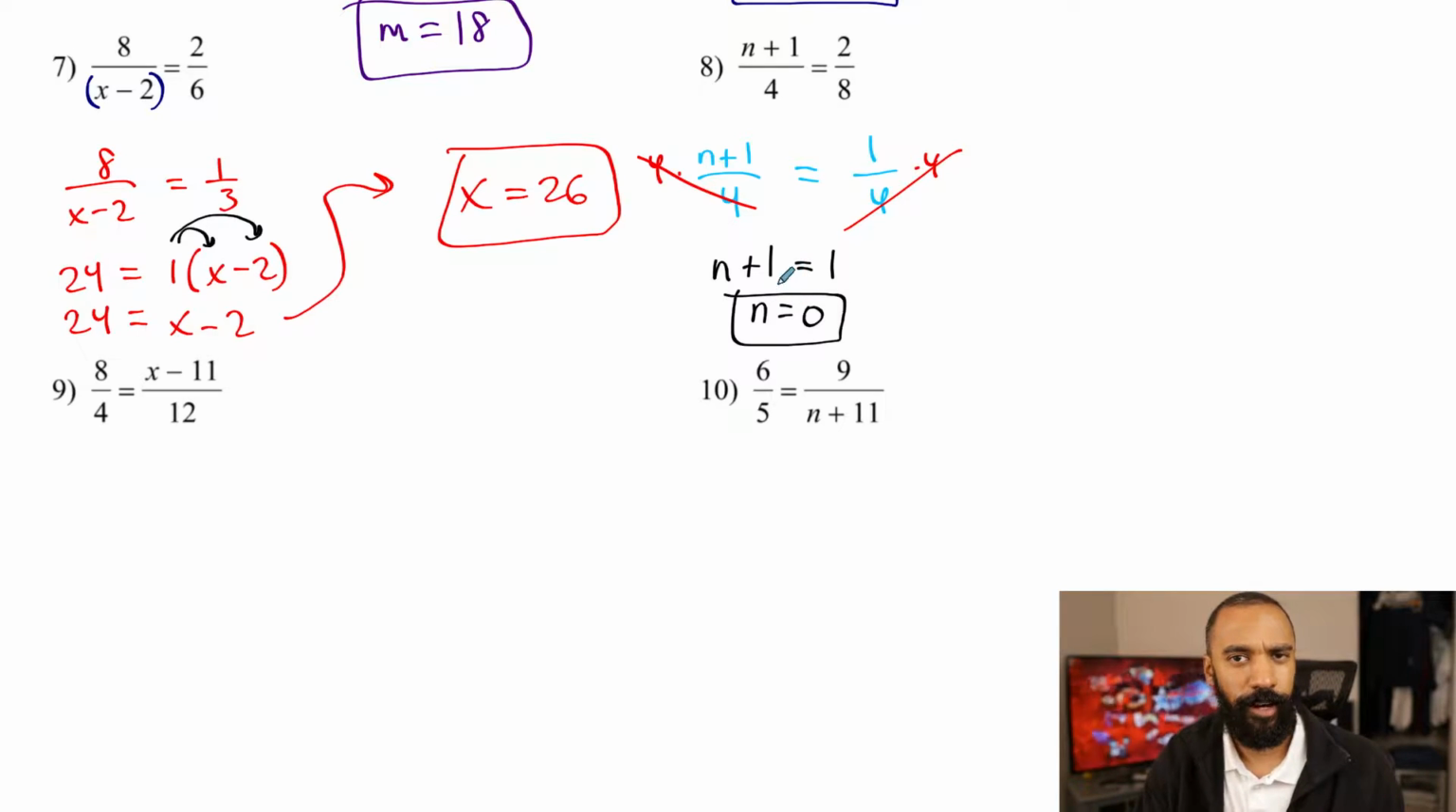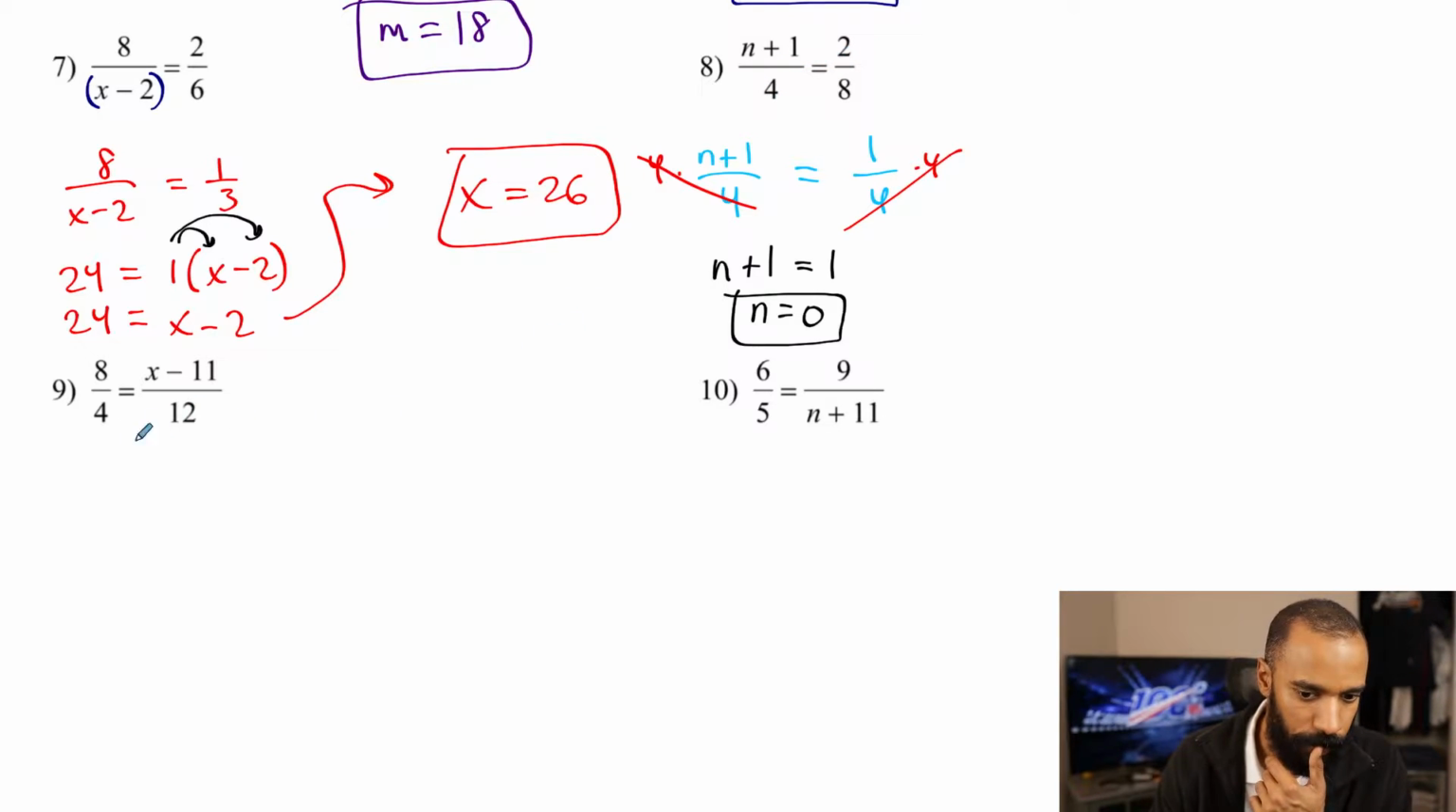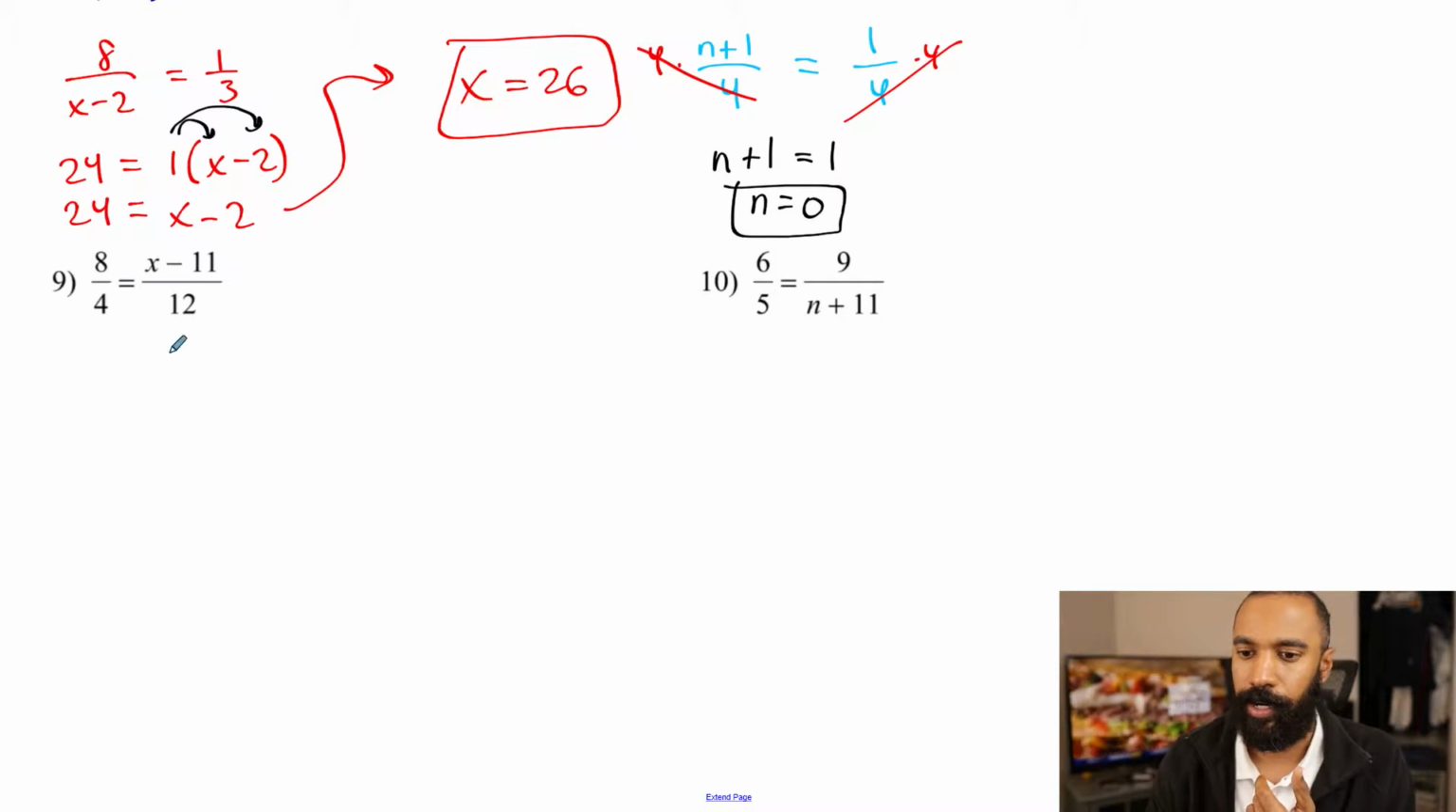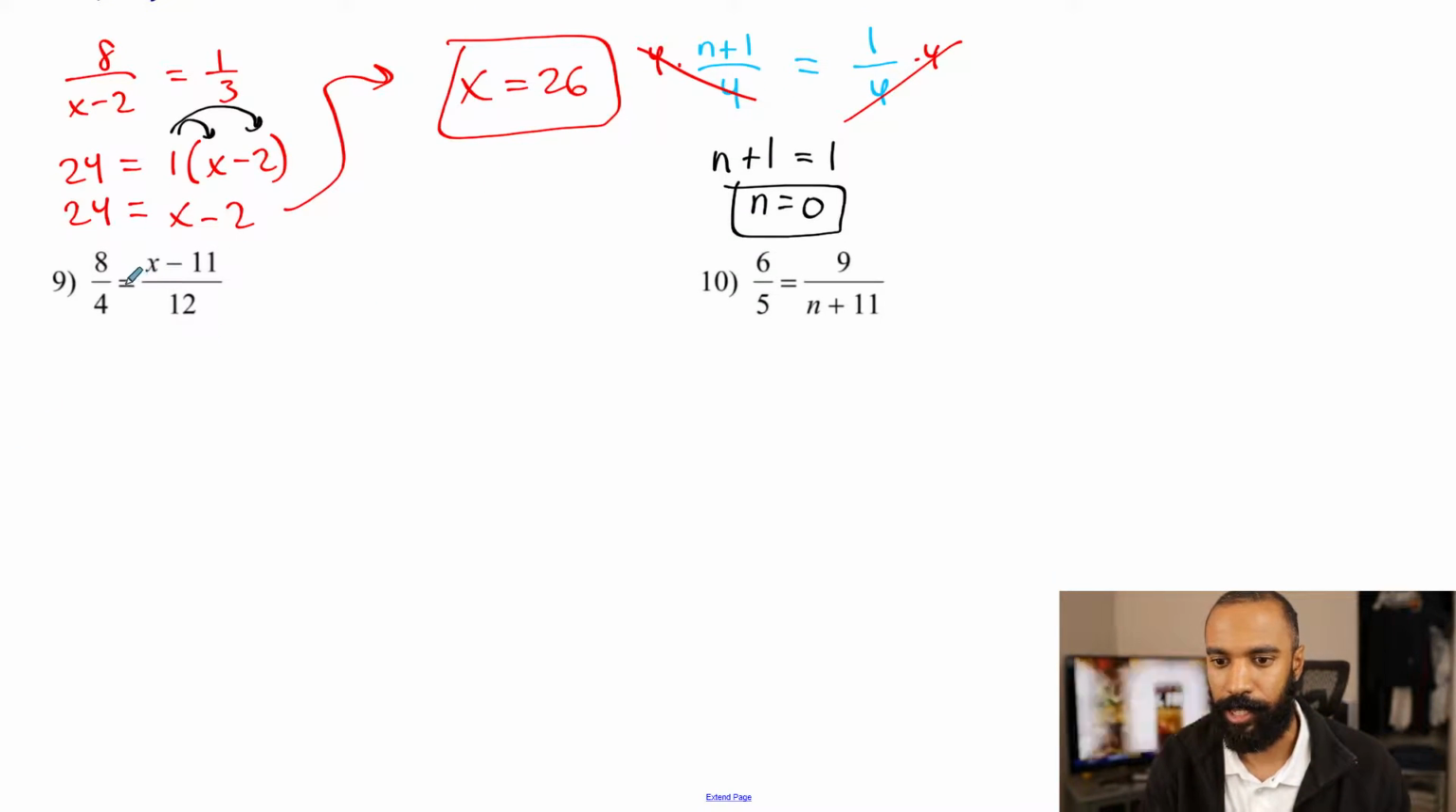So an interesting different variable answer. We haven't really seen that before, but 0 plus 1 is 1, and 1 over 4 equals the same thing as 2 over 8. Yeah, I think that works. Okay. All right. Number 9. Let's smooth through the last bits of these.